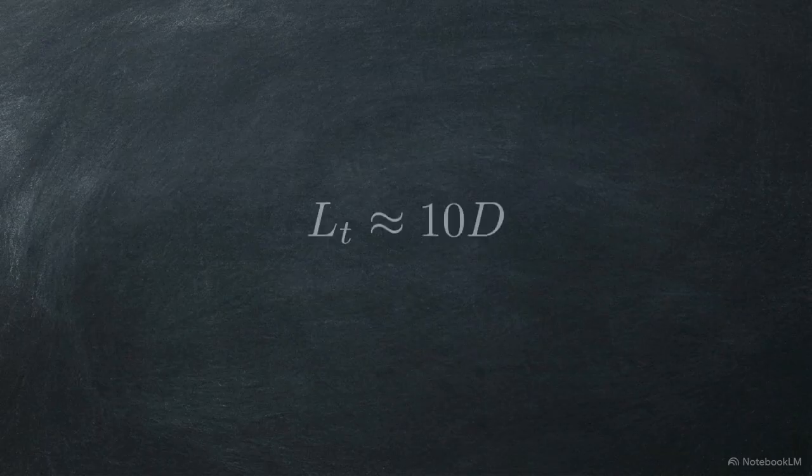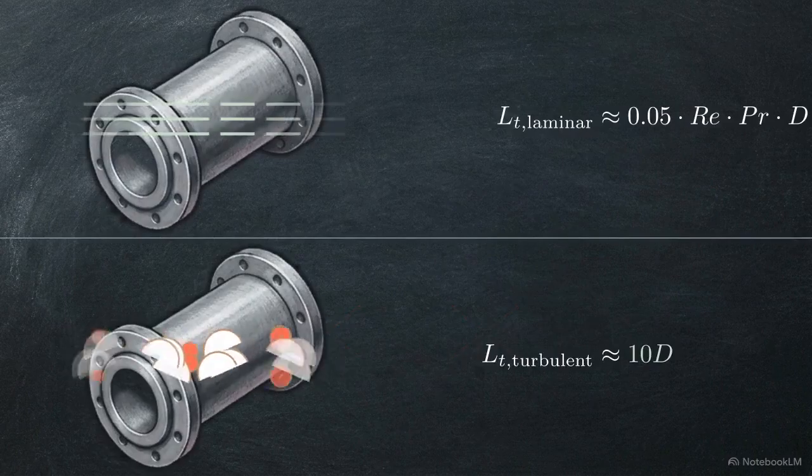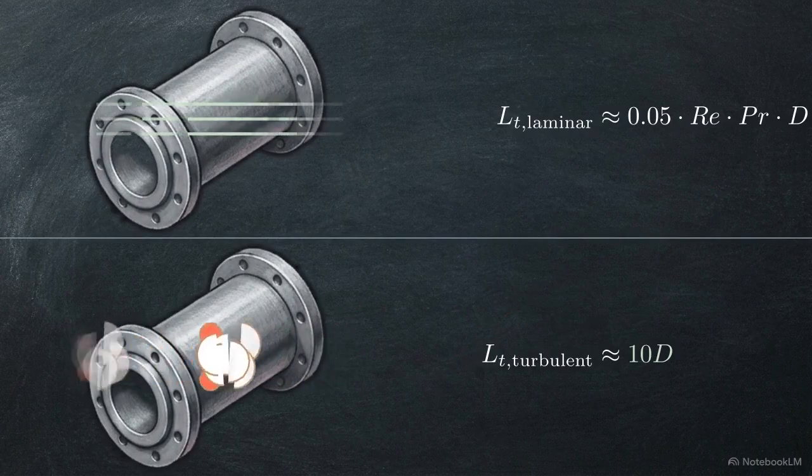The rapid mixing is so dominant that engineers can safely use a shortcut. For most practical calculations, we assume turbulent flow is thermally fully developed after just 10 pipe diameters. The Reynolds and Prandtl numbers become essentially irrelevant for this distance. The physical behavior happening inside the pipe dictates which mathematical framework you must apply to solve the problem.